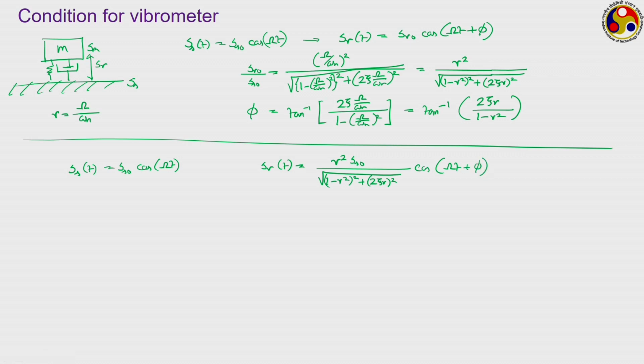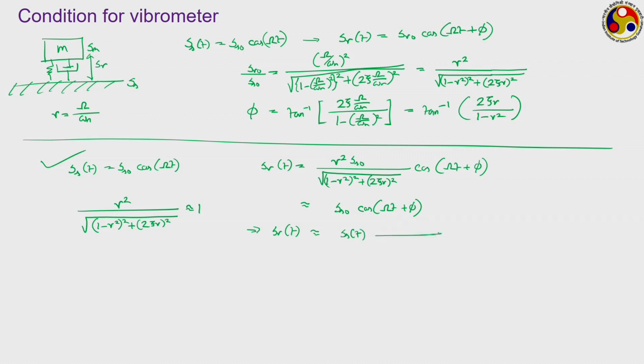Now, just note carefully, in a certain situation, if we have R square upon root of 1 minus R square whole square plus 2 zeta R whole square nearly equal to 1, then what we have as this SRT is equal to SSO into cos of omega t plus phi, or if we compare with this particular form, then SRT is nearly equal to SST into cos of omega t plus phi divided by cos of omega t.